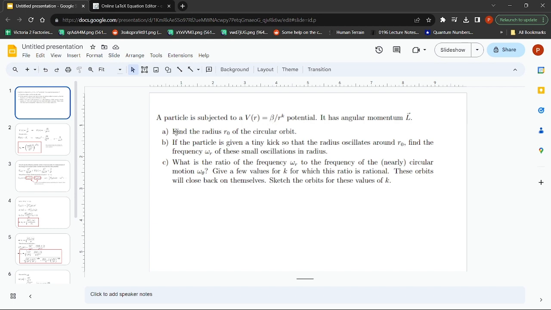We want to find the resultant radius r naught of the circular orbits underneath this potential, and we want to also consider the frequency of oscillations about this circular orbit whenever the particle is given a tiny perturbation. We are then asked to find a few integers k such that underneath the corresponding potential, the perturbed orbit that we derived from B is closed.